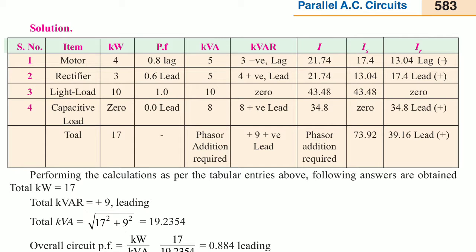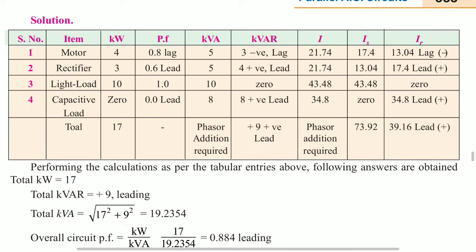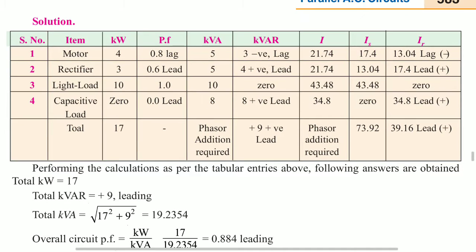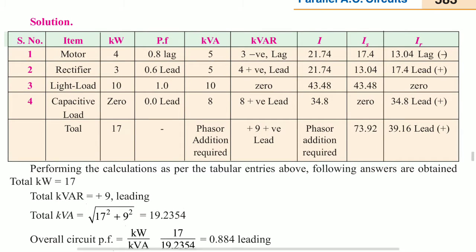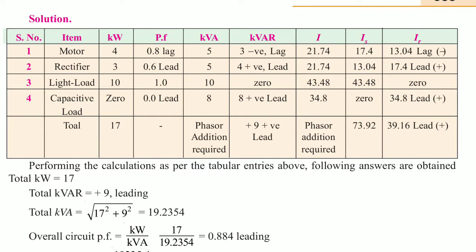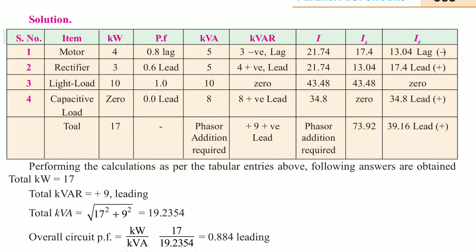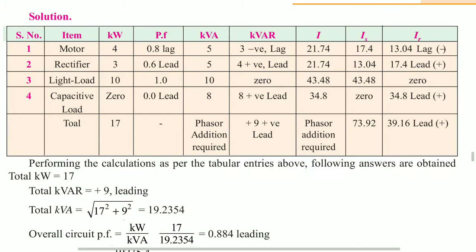Now the second one is the rectifier. It is 3 kilowatts and the power factor is 0.6 leading. Now kVA is 5 and kVAr is positive 4. Why is it positive 4? It is a leading power factor. Now I is 21.74, IS is 31.04, and IR is 17.4 leading. It is leading, so it is positive.